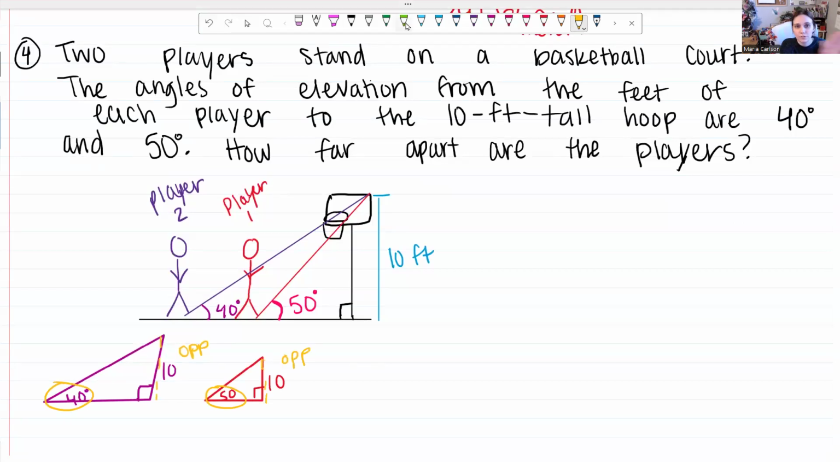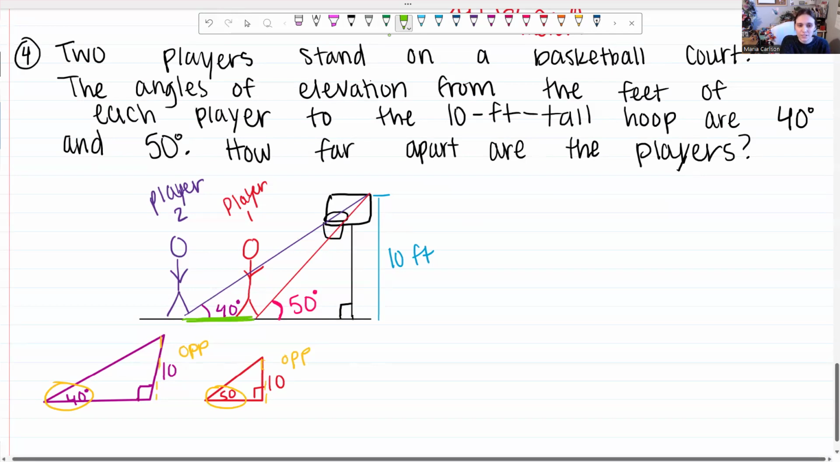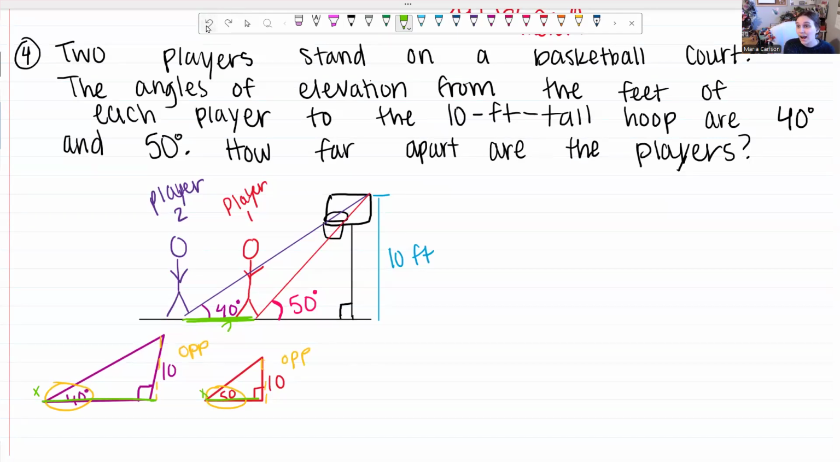The goal is to calculate the distance between my two players, right? So really, what is the difference between the bottom two lengths of the triangles? The bottom length of the purple triangle is the distance from player two to the hoop. And then we have the distance from player one to the hoop. So if I subtract those two distances, I will get whatever is in between, the distance between player two and player one. But first I need to find those two lengths.